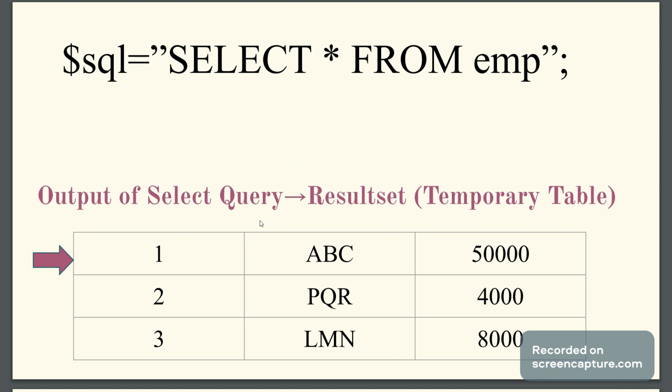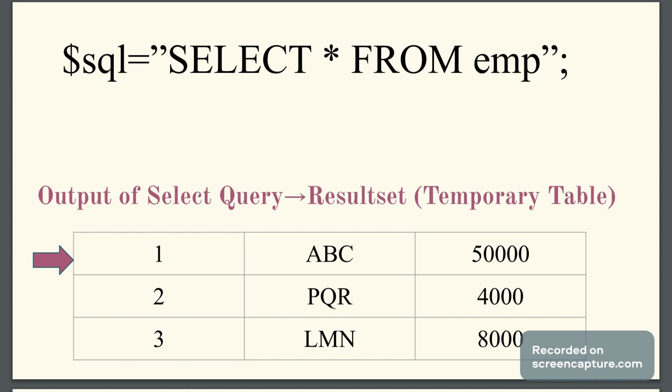It is also a table, but that is a temporary table that will be closed or vanish when we are out of the code. So that output of the select query is known as a result set, which is a temporary table, and that is without a column heading. And there is always a pointer above the first row, and that pointer is known as a virtual pointer.